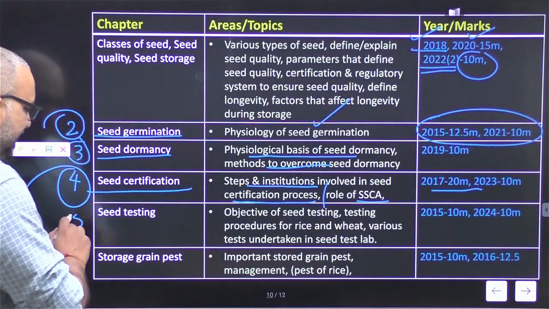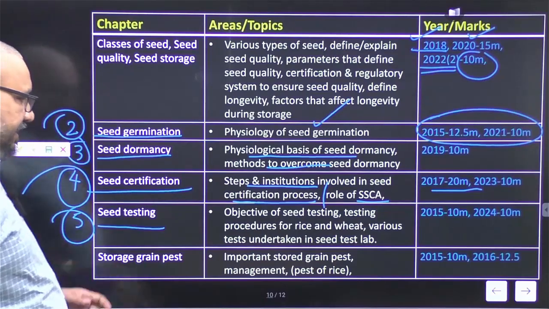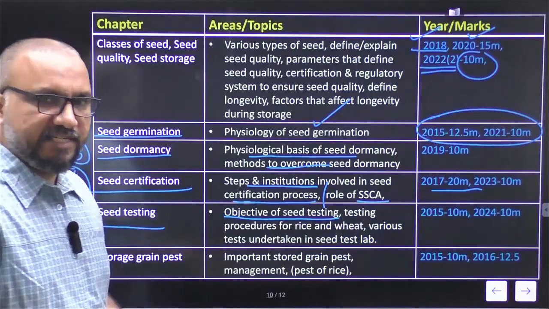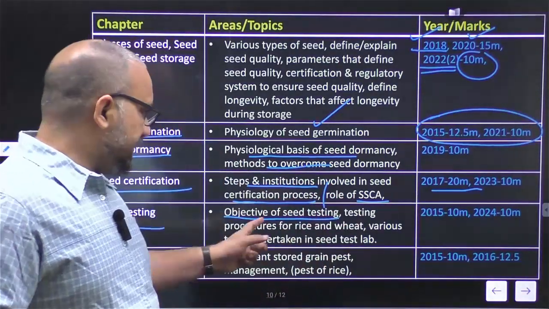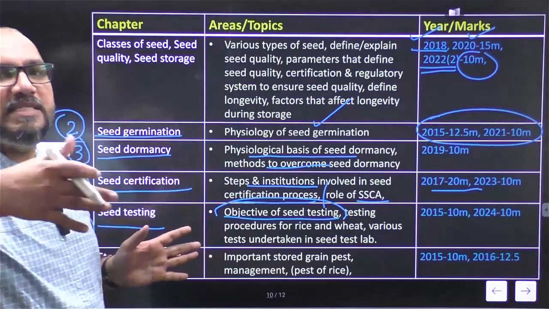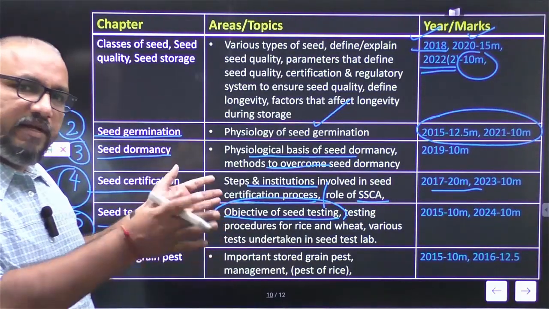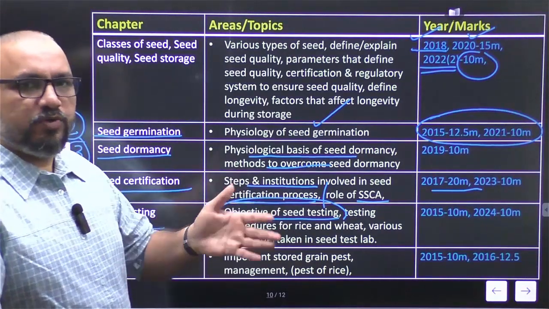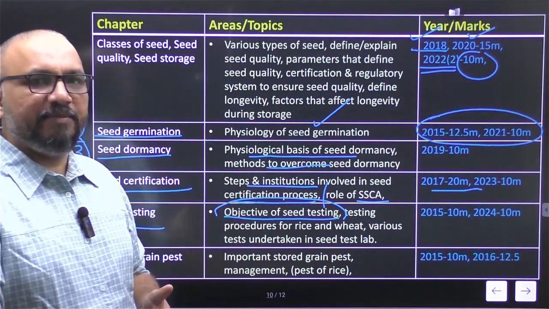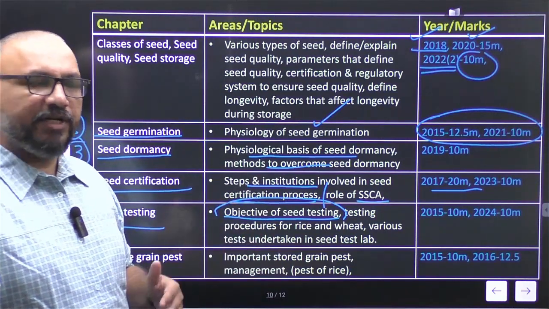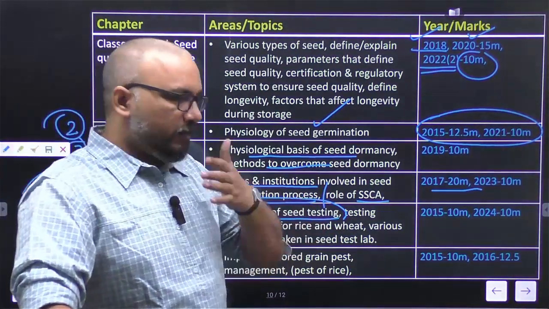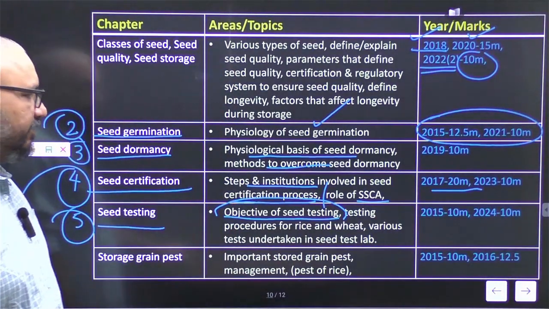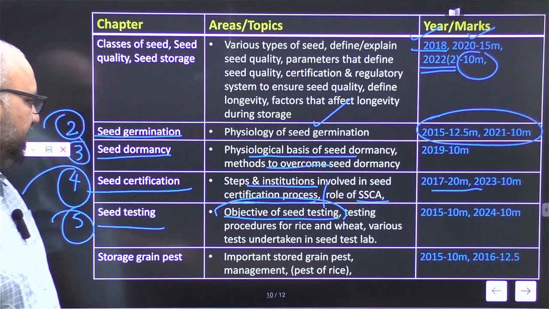Now seed testing, next chapter is seed testing. Now in seed testing, they have mainly focused on objectives of seed testing. Twice the same question, what is the objective of seed testing, and there will be a second part in the question. So the first part will be what are the objectives of seed testing and how to test vigor or how to test viability, how do you test the genetic purity or physical purity, such questions, such a second part will be there. So in 2015 and 2024, questions from seed testing have been asked.